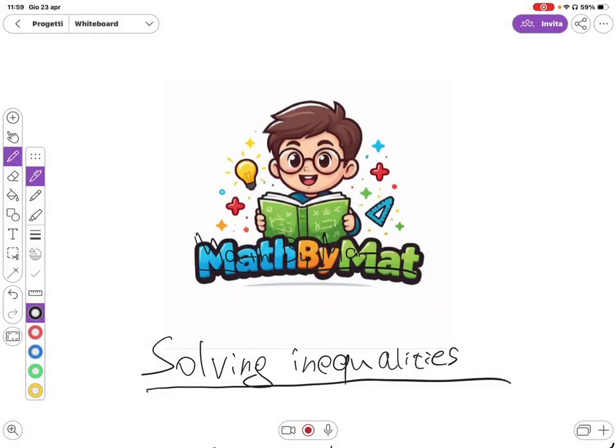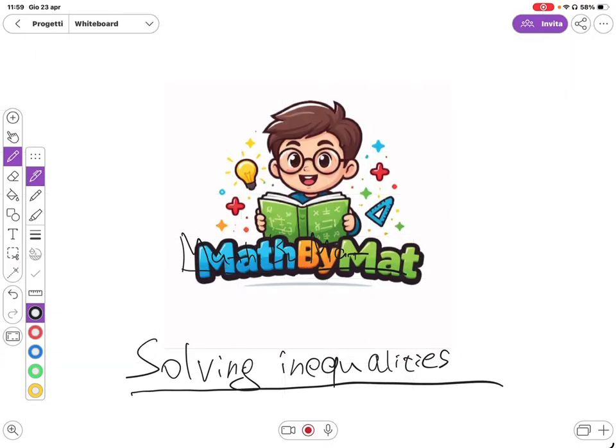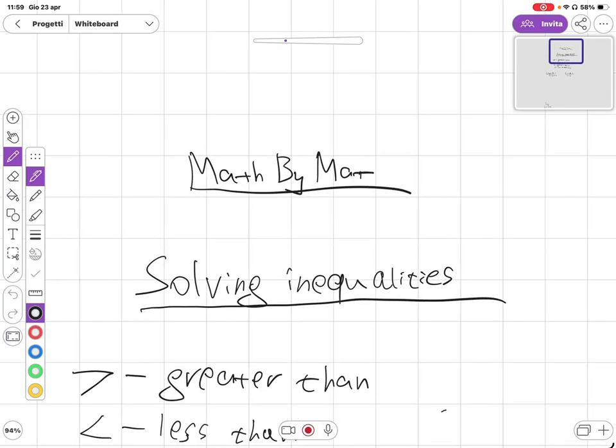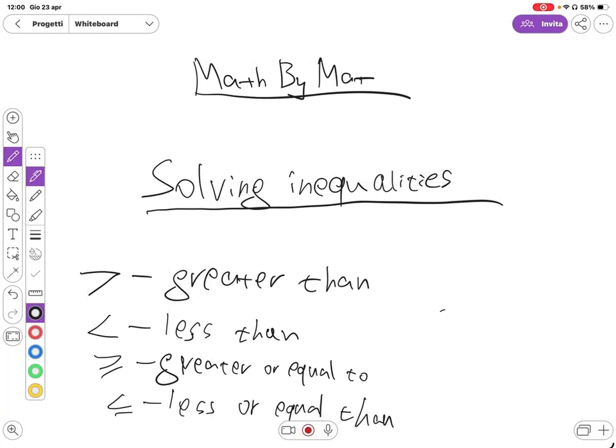Everyone, this is MathByMat, and in this video we're going to explore how to solve inequalities step by step. So inequalities are almost the same as equations. However, for solving, instead of using an equal sign, we use signs such as greater than, less than, greater than or equal to, or less than or equal to.